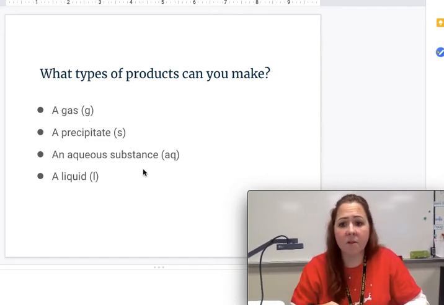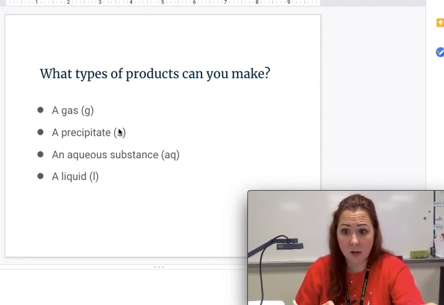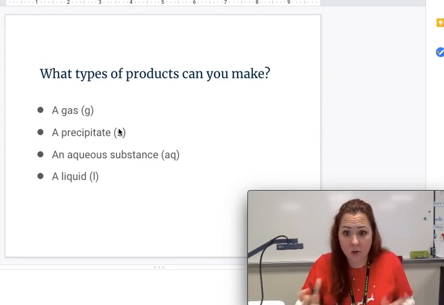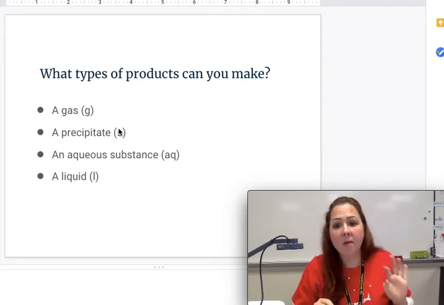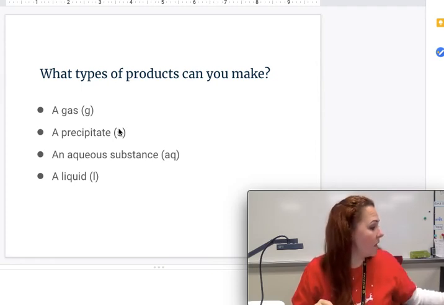The most common thing that you're going to see in this class are aqueous substances, and you're going to see pure solids. So with those two, you're actually going to end up using a chart to decipher if it's an aqueous substance or a solid, or what's called a precipitate. And then there's a few other rules on top of that that we're going to do. So you're going to need your periodic table today.